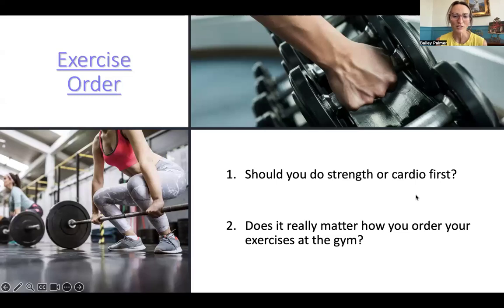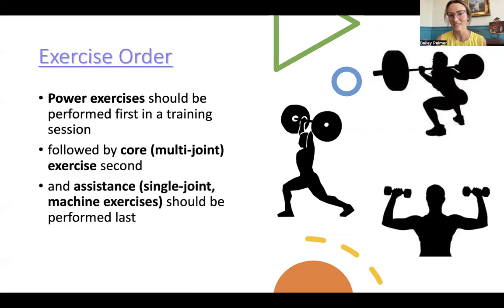So question here, order. Should we do strength or cardio first? And then does it really matter how we order our exercises at the gym? The answer is yes, exercise order is important. We want to do the hardest exercises first. So we want to do all of our power exercises, anything that's done explosively with a heavy load. So barbell power lifts are done first, followed by core multi-joint exercises, usually with heavy loads. And then we can save our assistance single joint exercises for the very end.